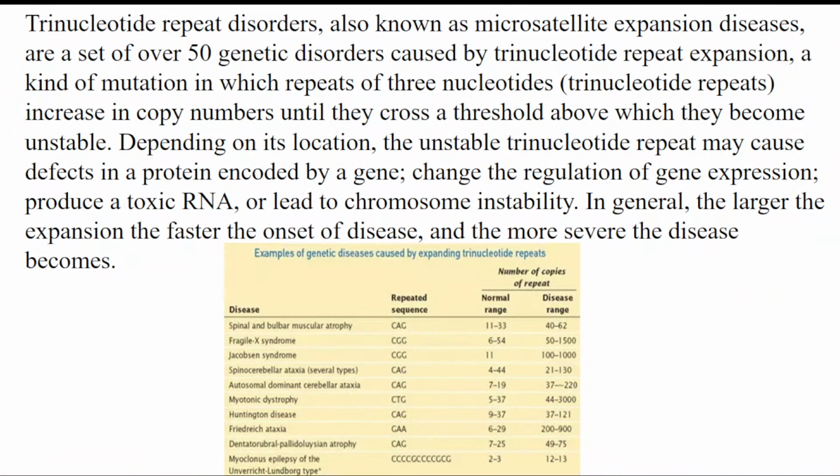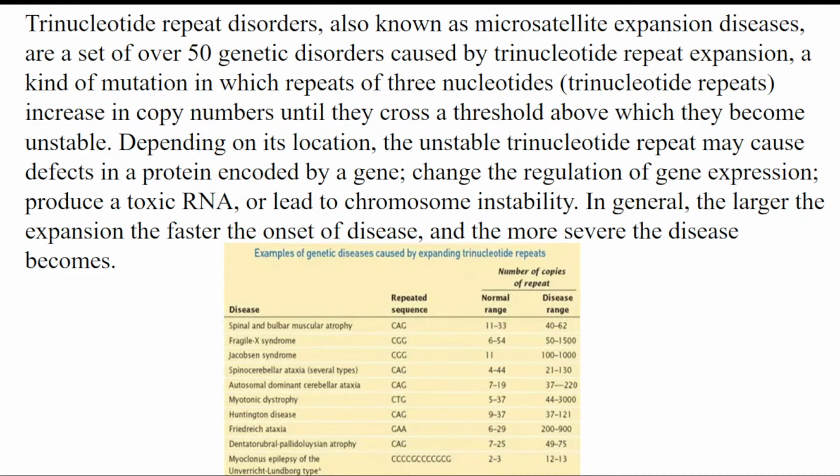Now since we tell about trinucleotide repeat disorders, also known as microsatellite expansion diseases. These are a set of over 50 genetic disorders caused by trinucleotide repeat expansion, a kind of mutation in which repeats of three nucleotides increase in copy numbers until they cross a threshold above which they become unstable.